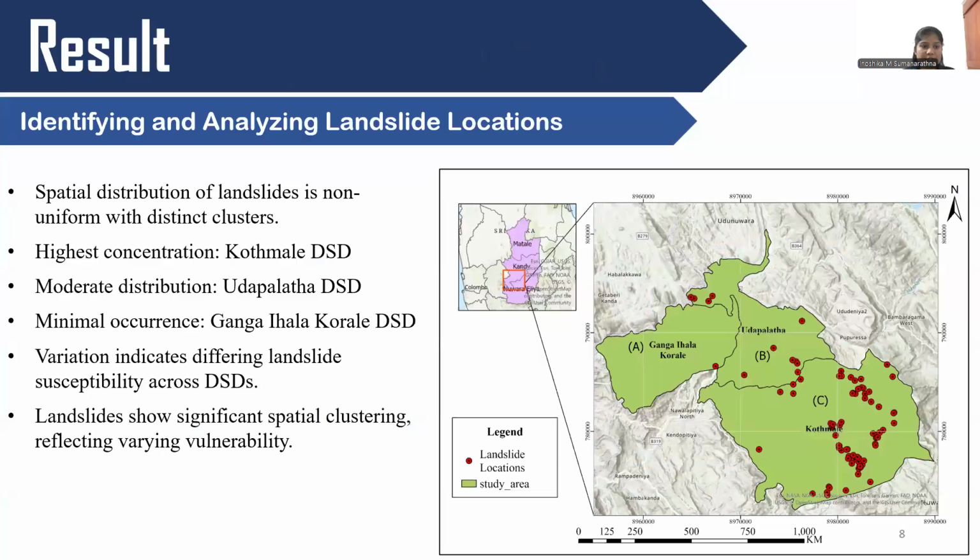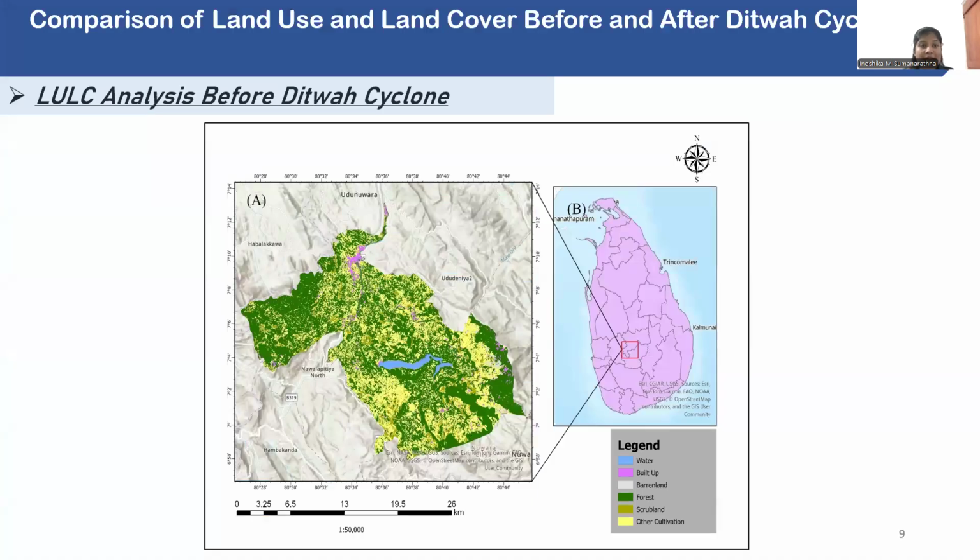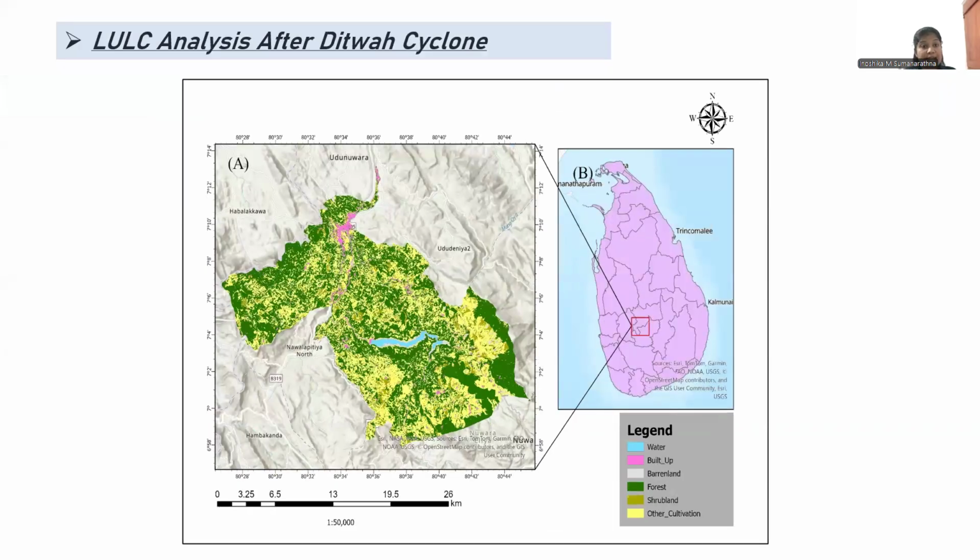Now we move to the results section. This map shows the location of the landslides. The highest concentration is in Kothmale DS division, with moderate distribution in Udapalatha DS division and minimal occurrences in Ganga Ihala Korale DS division. This map shows the land use land cover analysis before the Ditwah cyclone. We classified it into 6 major classes: water, built-up, barren land, forest, scrubland, and other cultivation. This map shows the land use land cover analysis after the Ditwah cyclone, with the same 6 major classes.